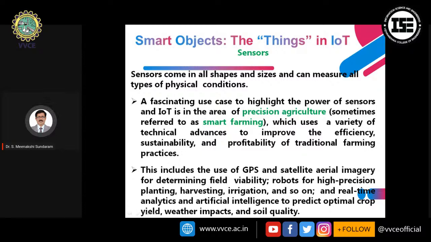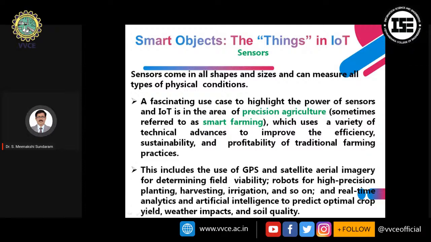For example, let us take one practical example of precision agriculture or smart farming, wherein we want to improve the efficiency, sustainability, and profitability of traditional farming practices. And this has also proven successful, where we use the power of sensors. We are able to understand the extent to which sensors are capable of helping farmers in agriculture, in precision farming.